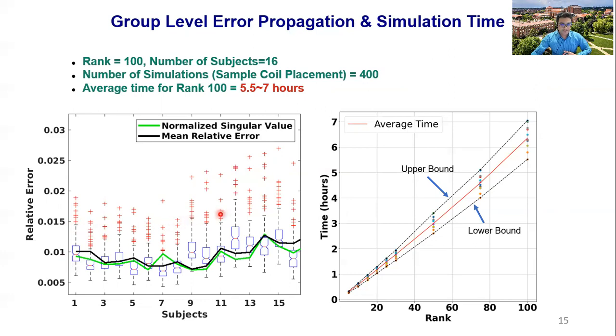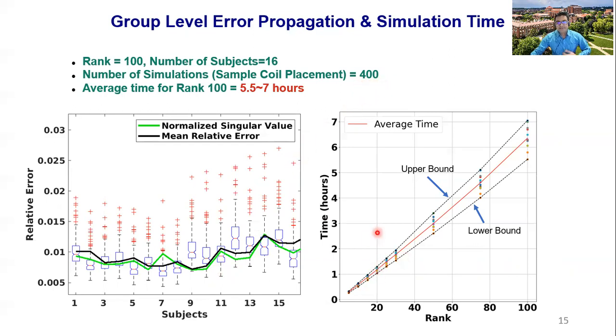Yes, there are some deviations. You can see here, there are some deviations, but they are also within the range of roughly 2.5%. The normalized singular value curve that you can see here follows the average relative error. So you can say that the normalized singular value shows you roughly the propagation of error with respect to rank. So it could be a good estimation of the error, and you don't have to run all of these simulations.